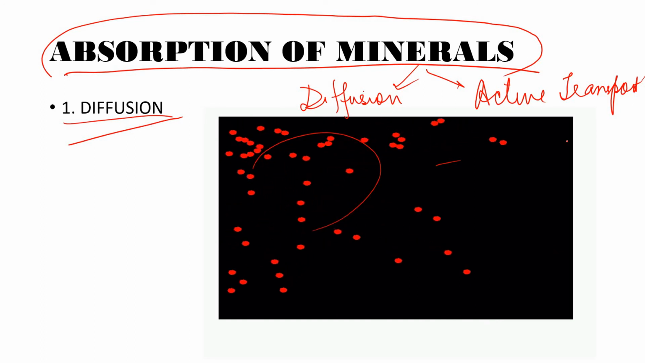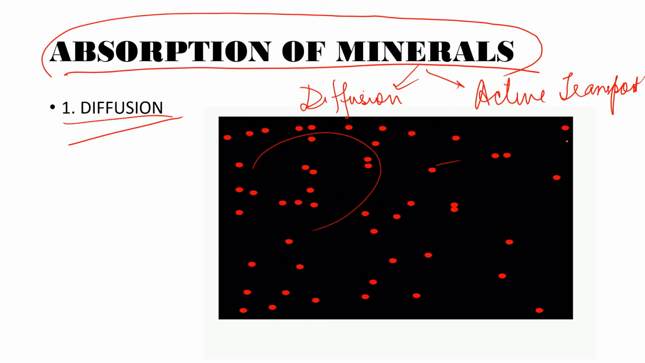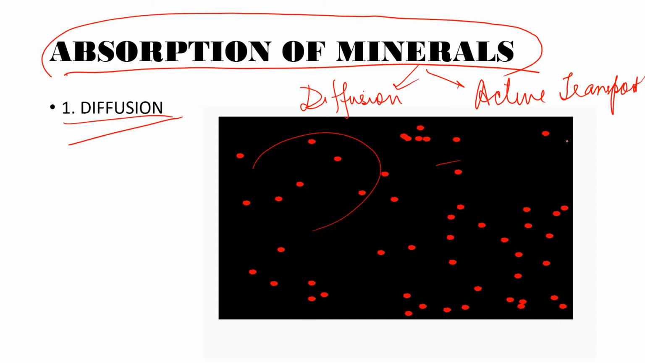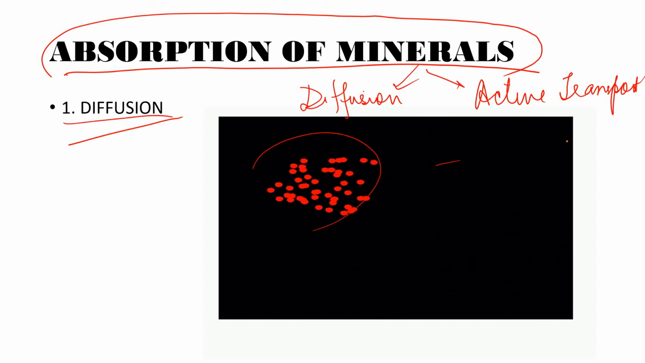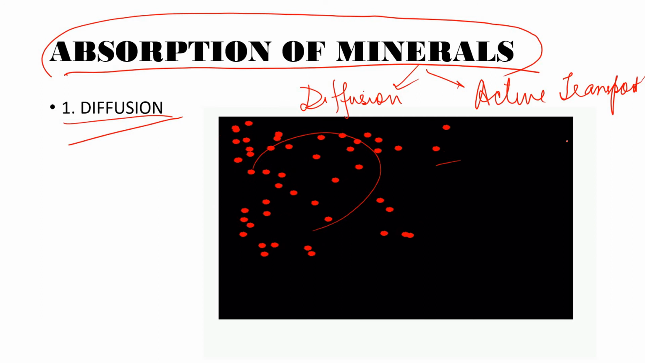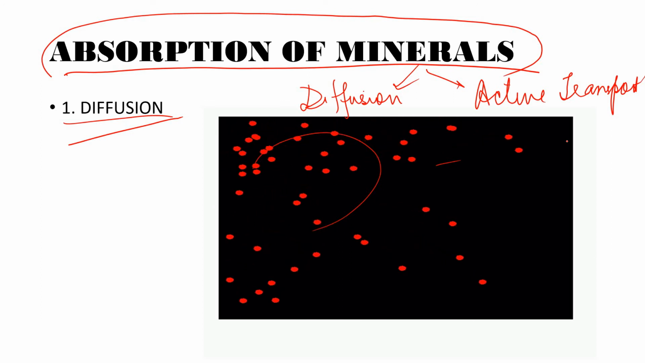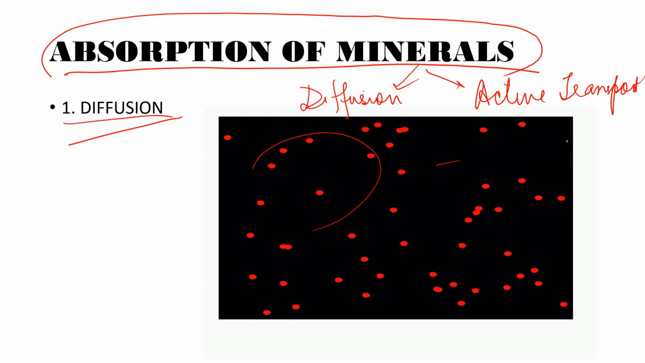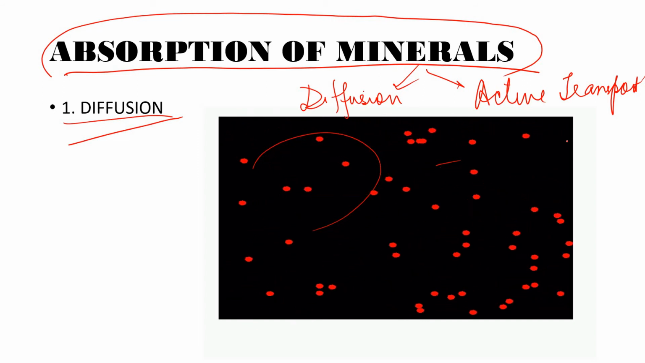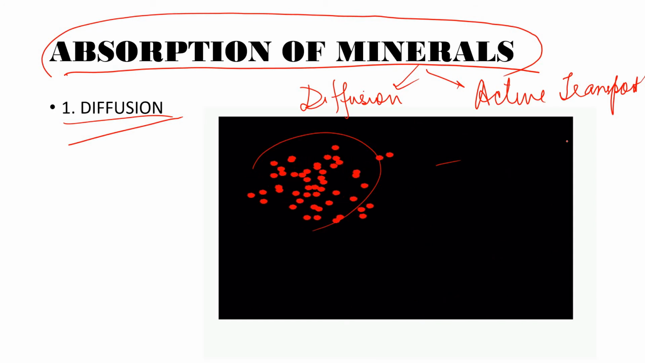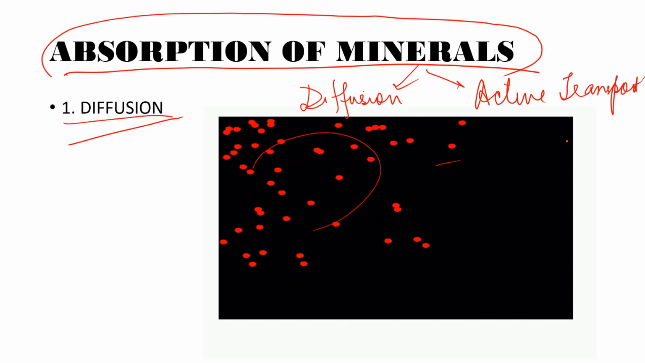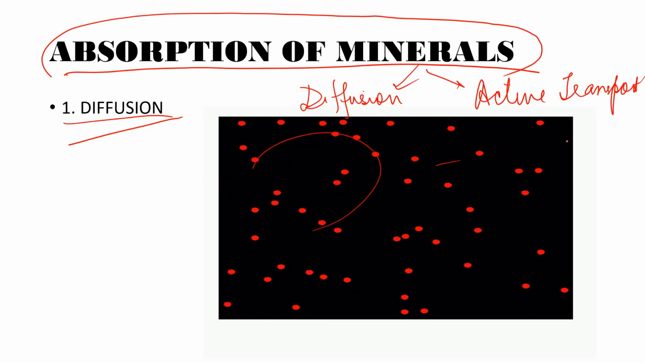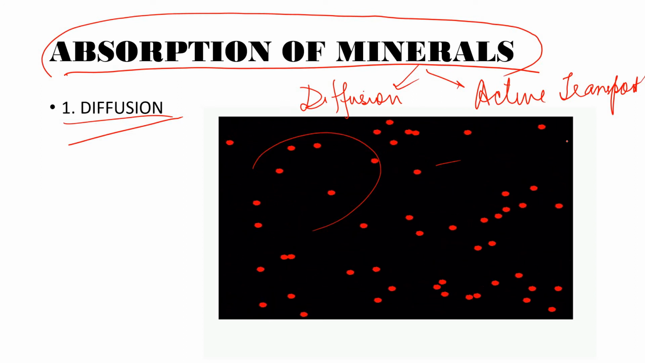But you can say, ma'am, roots have a membrane, right? They have a membrane, so obviously the minerals need to cross this membrane, no doubt about that. But this entire process of diffusion, wherever it takes place, doesn't require any membrane to pass from the region of higher concentration to lower concentration. We can have a discussion about this in the live classes.